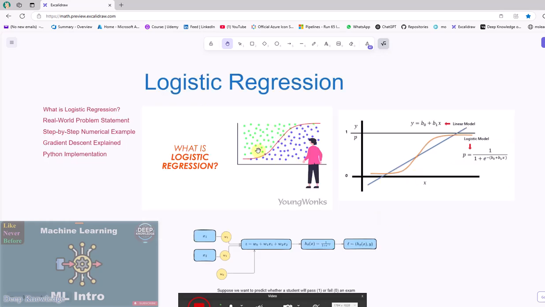Assume this is your data here, and you would like to draw a linear regression. You will try to draw, for instance, a straight line from here and split this data, right? This could work, but in our case, we need a classification. So for the classification, we need to use logistic regression. And as you can see here, logistic regression draws this line because we use the sigmoid function.